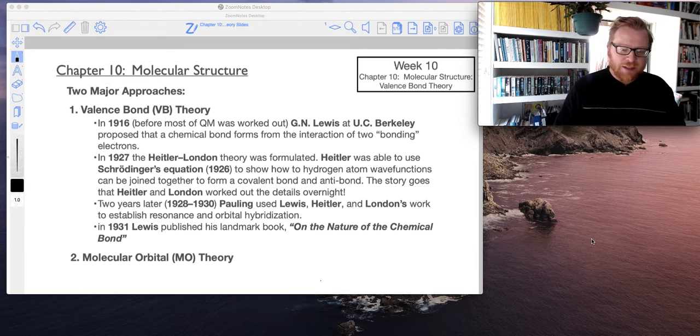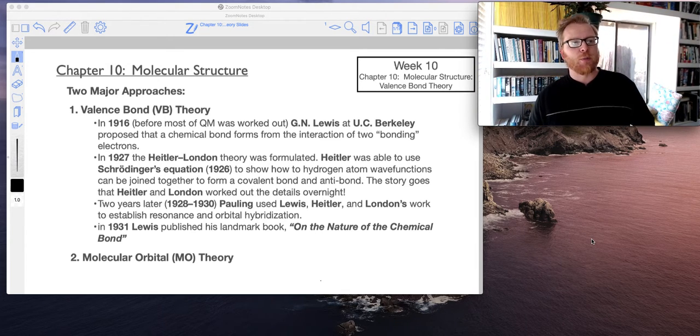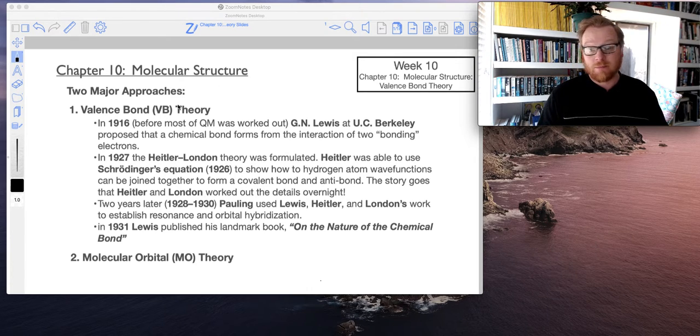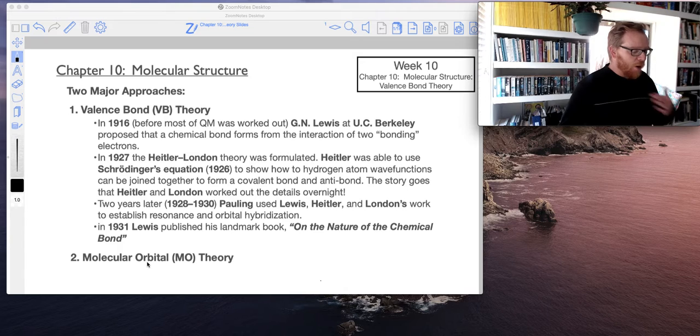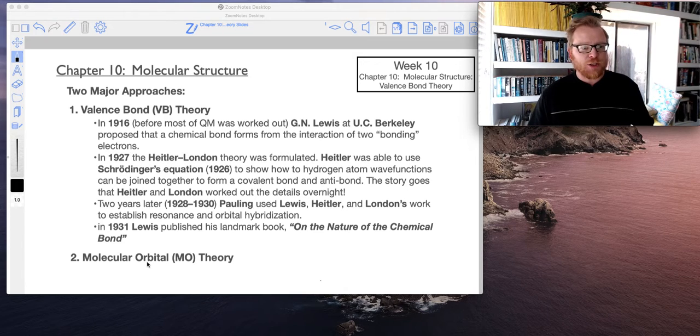So I split up this chapter into two parts, valence bond theory and molecular orbital theory. And I wanted to get these lecture notes out to you. So for now, I've just got these slides made up here for valence bond theory. And I'll have another set of slides for molecular orbital theory.